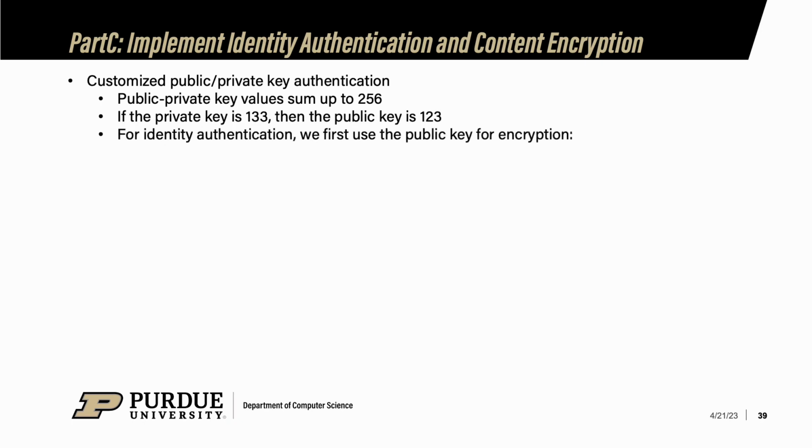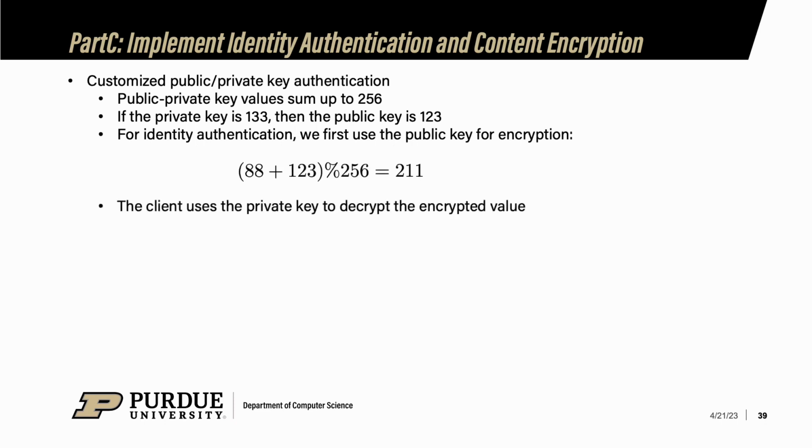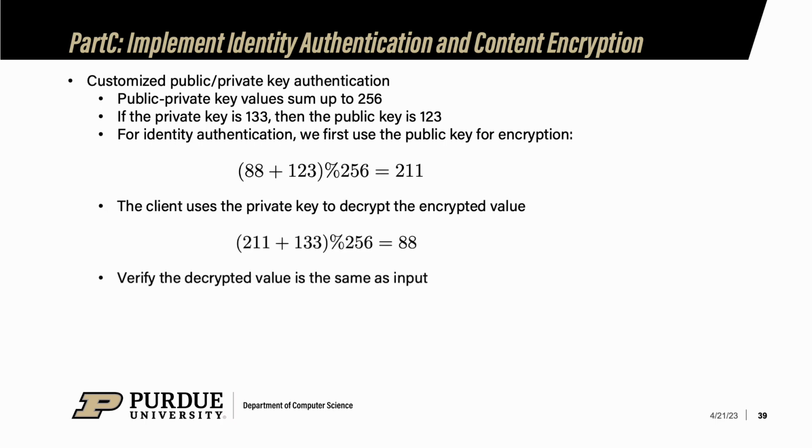For identity authentication, we first use the public key for encryption. The result is 211. The client then uses the private key to decrypt the value. The result is then 88. As the 88 is the same as the input, the identity authentication passed in the example.